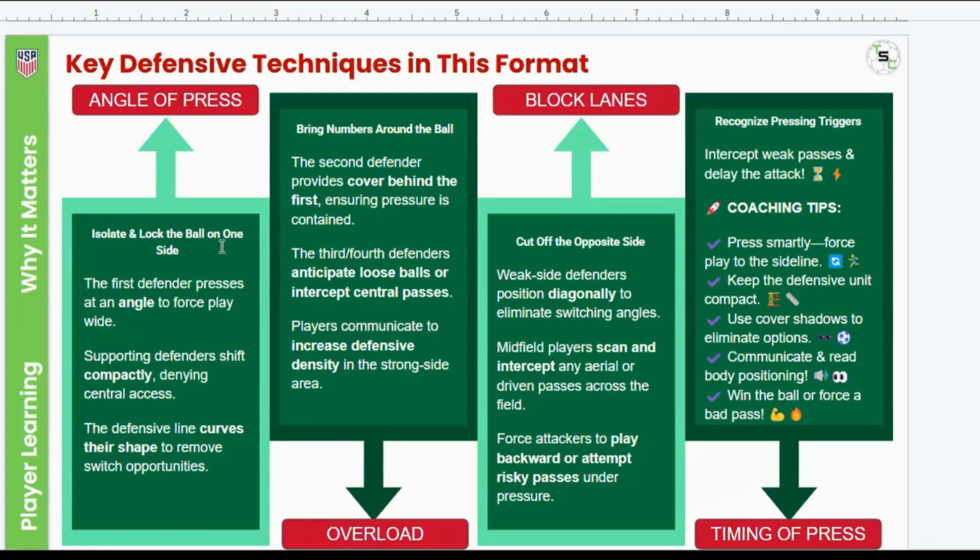So here are the techniques in this format. I mentioned the angle of the press, where you try to isolate and lock the ball on one side. You want to make sure that you do not have a pass back or sideways to be able to switch the point of attack. So your first defender presses, then you have your supporting defenders covering. So you have your pressure, cover, balance. And then you try to bring numbers around the ball to try and predict the ball or try to challenge the ball.